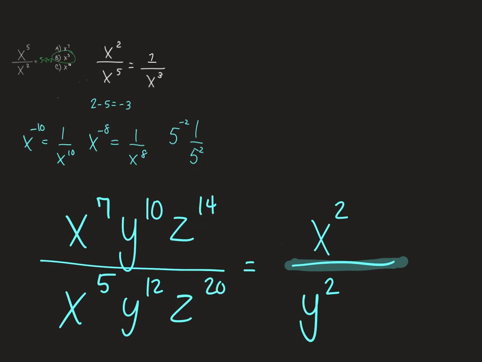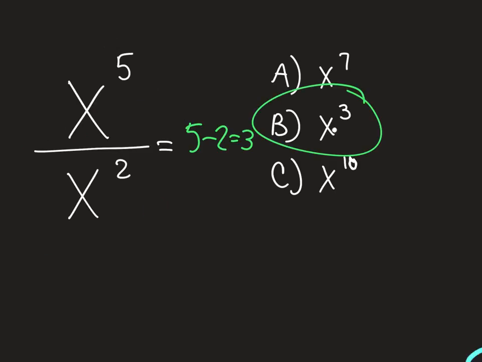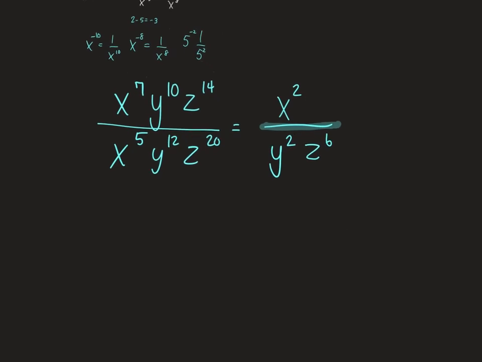20 minus 14 is 6, but since the 20 is in the bottom, I don't want to write 20, I want to write 6, then the answer lives in the bottom. Okay, so x lives on the top because there's 7 x's on the top and only 5 on the bottom. Oh, yeah. Okay, now here's another way you can think of it.